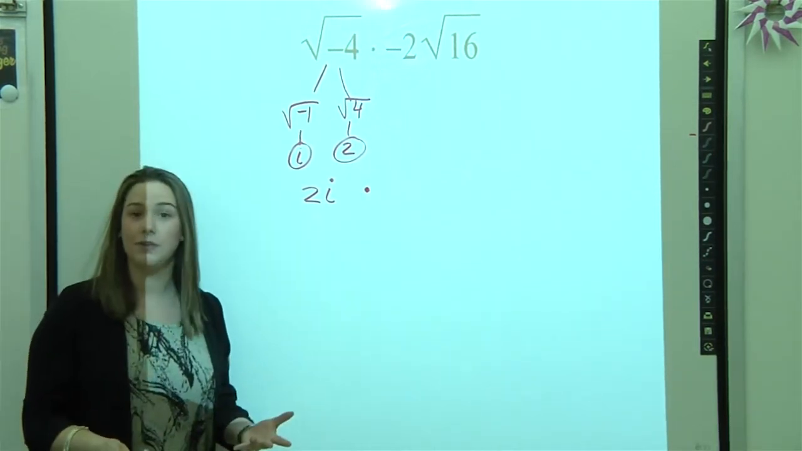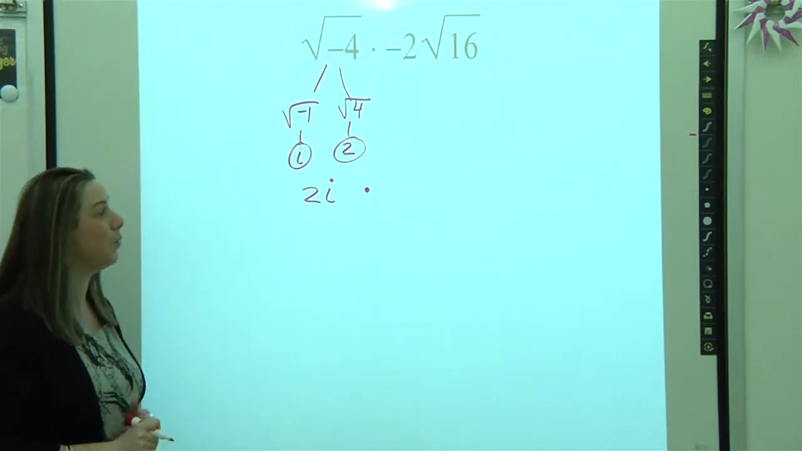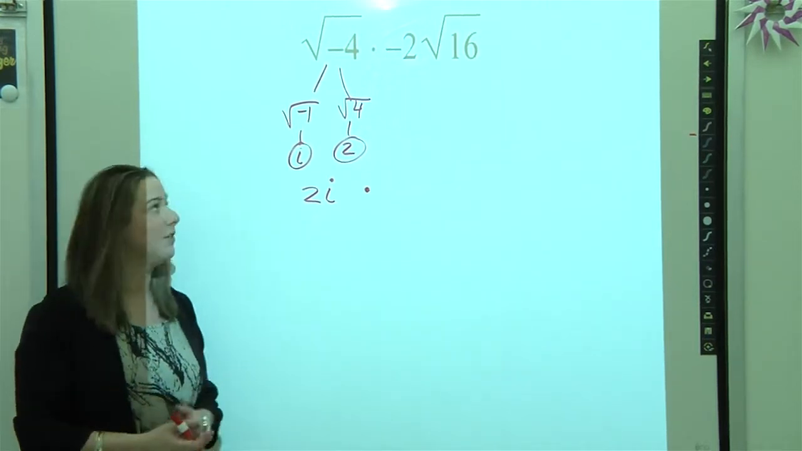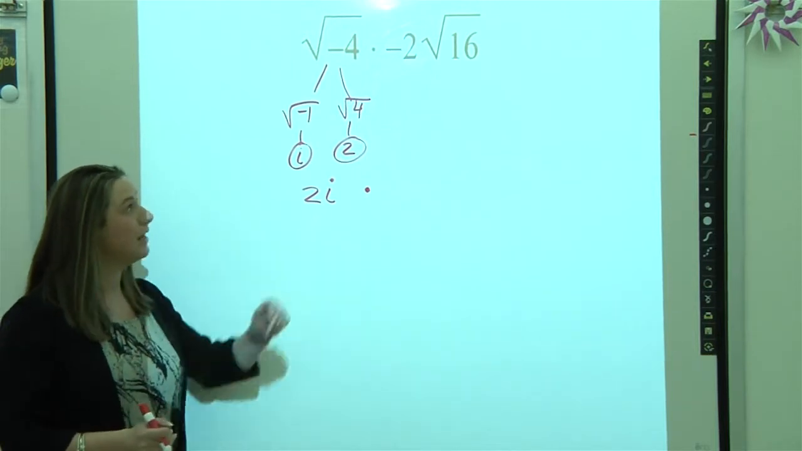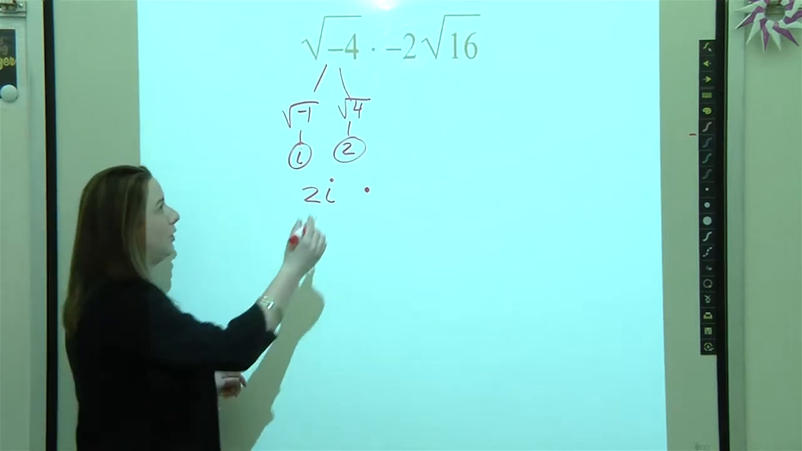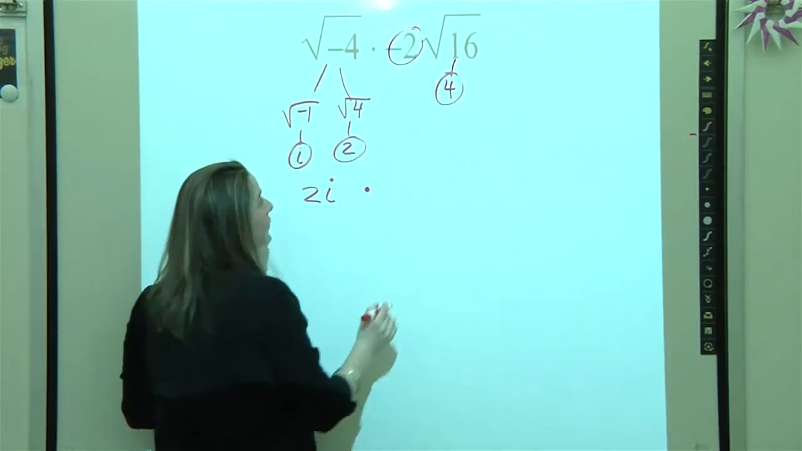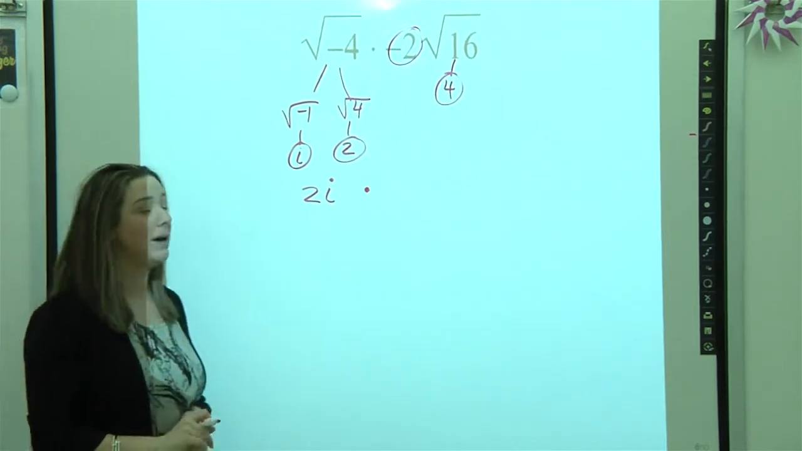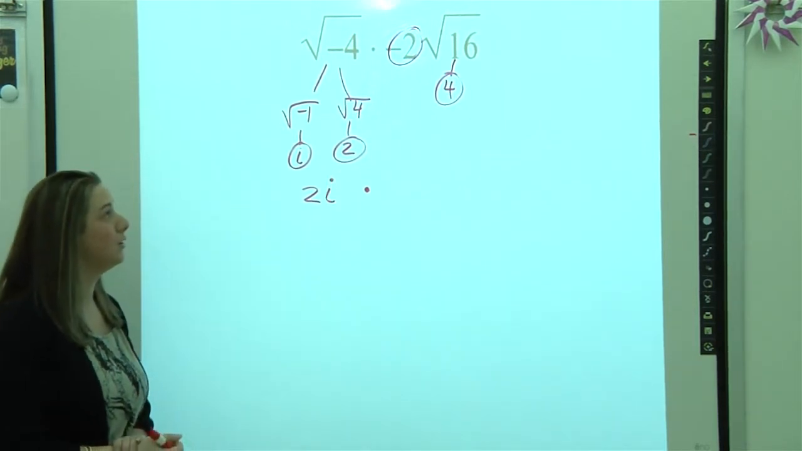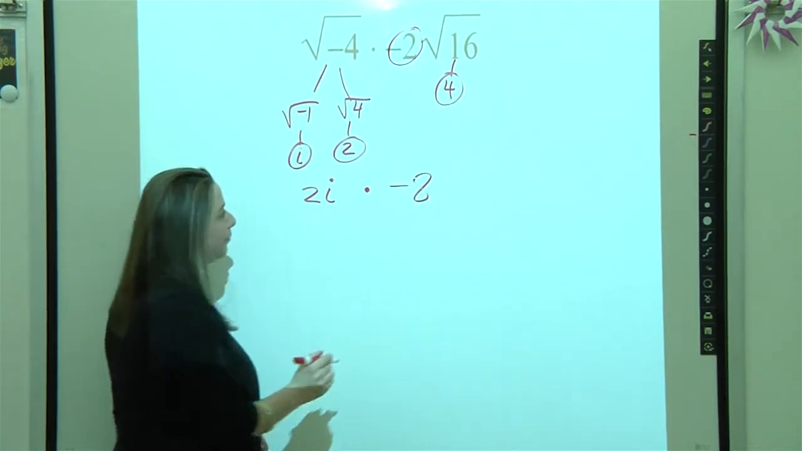We do want to review our perfect squares if we have a chance, and be aware of what the perfect squares are and have those ready to go. Radical 16 is a perfect square, and it is 4. So I'm going to think about radical 16 as 4, and I can multiply it by the constant in front. So 4 times negative 2 is going to give me negative 8.